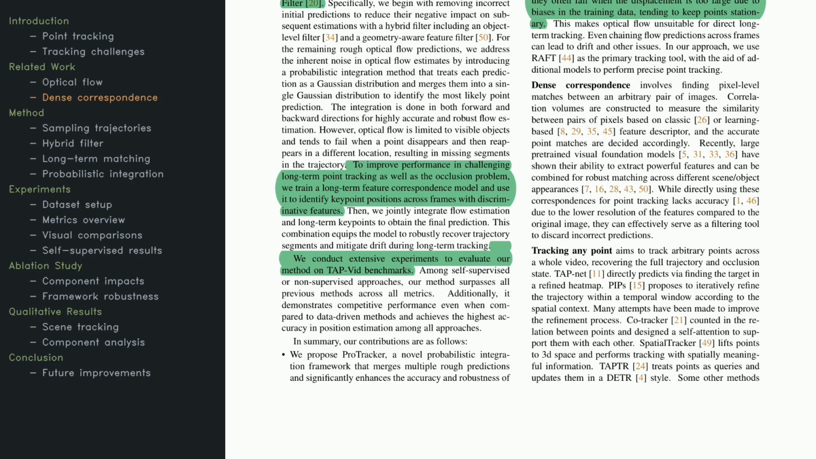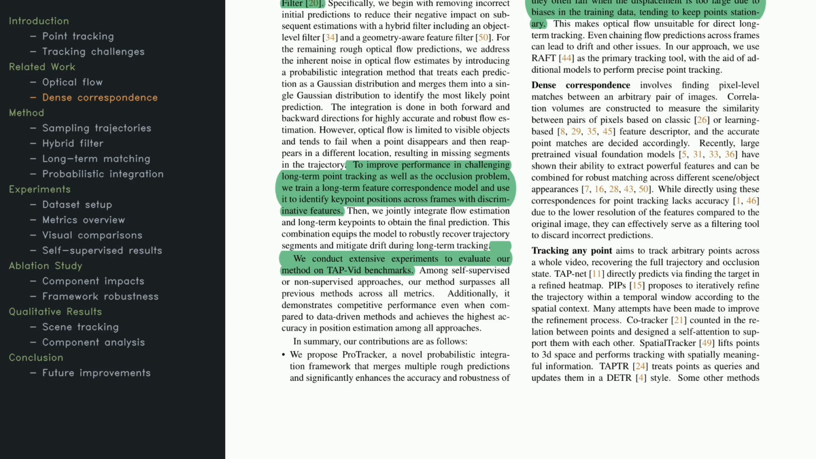Continuing the discussion on challenges, this section shows how the authors tackle missing segments in trajectories by blending optical flow with a special, long-term feature correspondence model. Optical flow is great for short-term motion, but it fails if an object vanishes and then reappears. That's where those long-term correspondences step in, helping fill in the blanks and cutting down on drift over time.